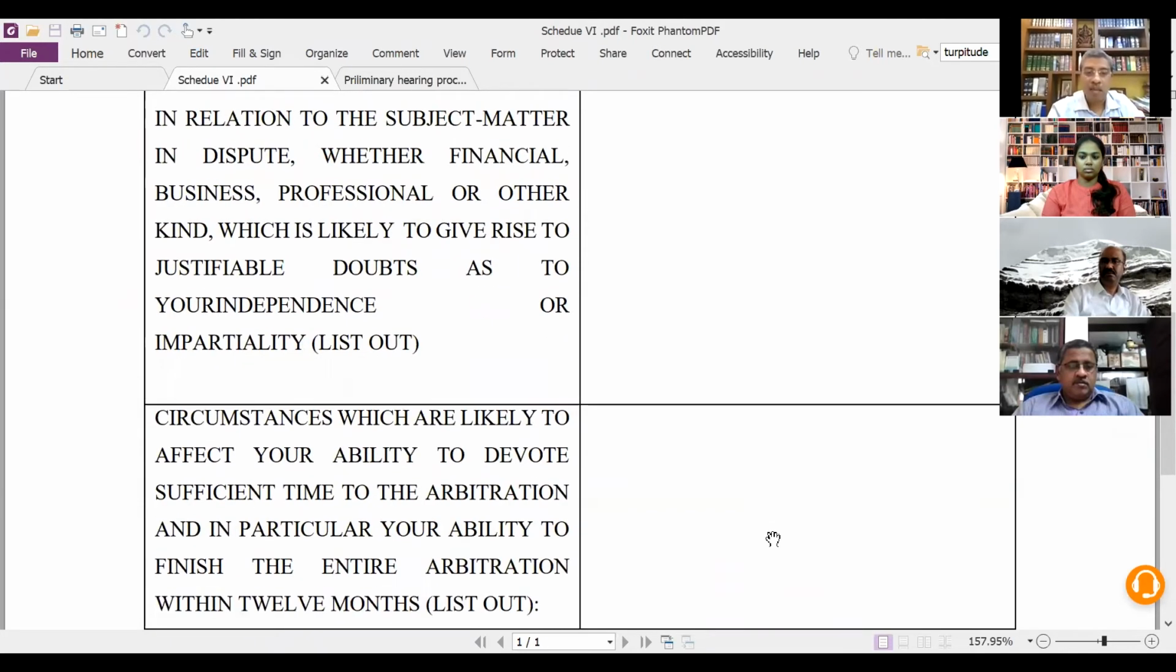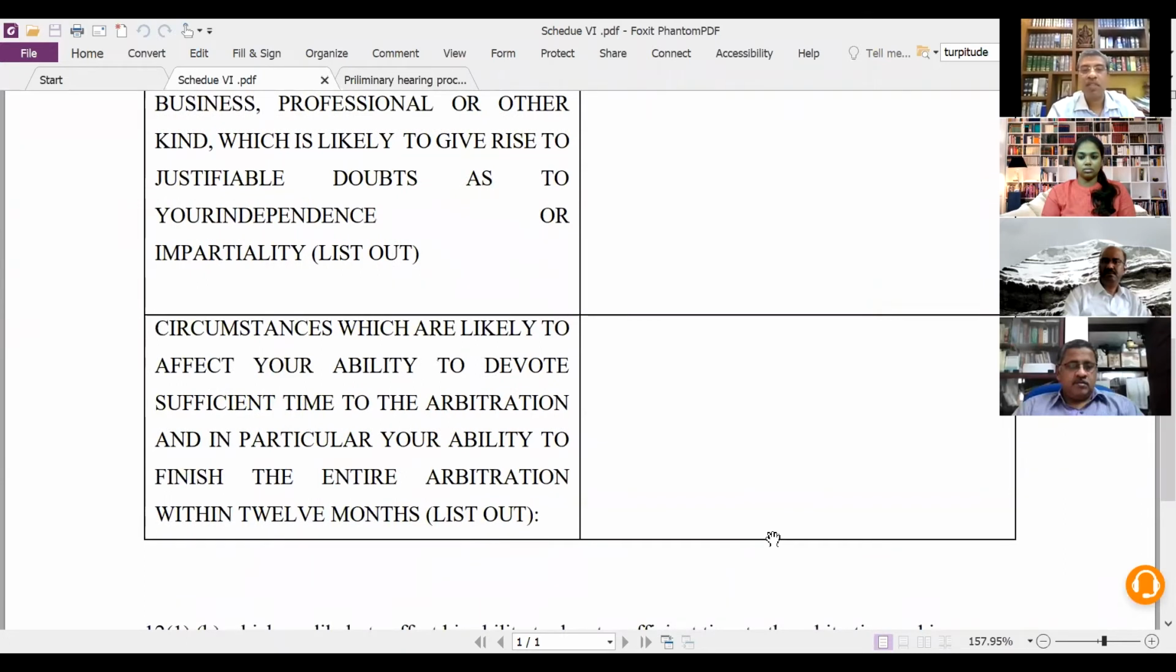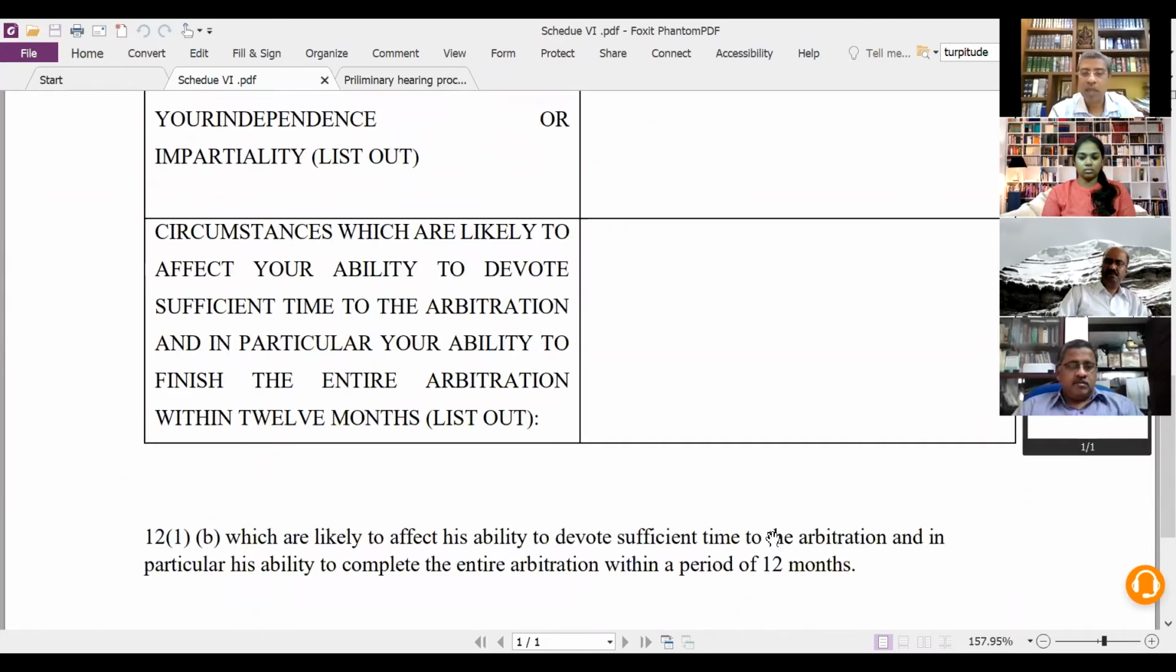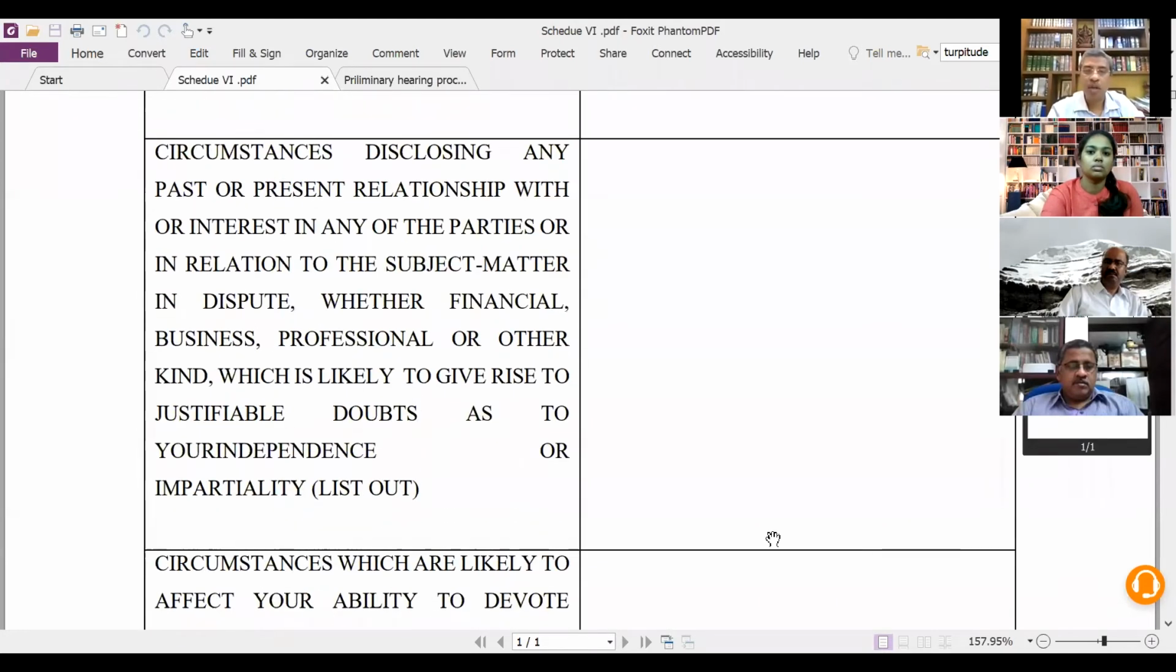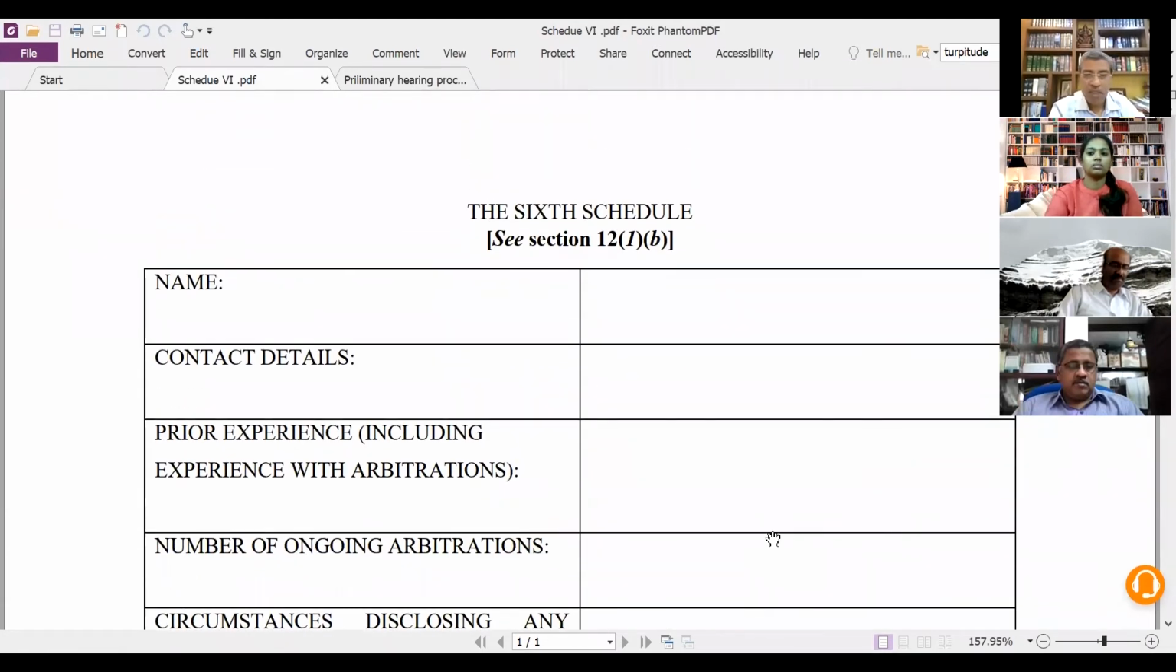Next is important here. Circumstances which are likely to affect your ability to devote sufficient time to the arbitration, and in particular, your ability to finish the entire arbitration within 12 months. And if you have anything, you have to list out. So my friends, here the important aspect is the completion of the project. And if you have any other aspects which are likely to be a hindrance to your independence or impartiality, you are required to mention it.